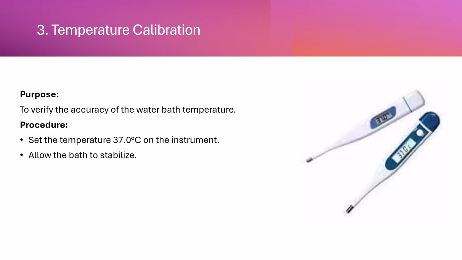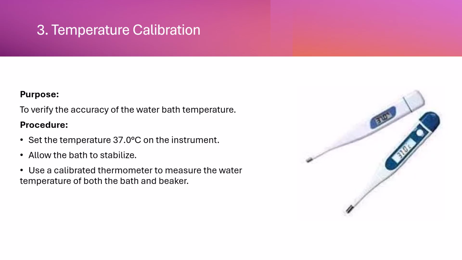Now allow sufficient time for the system to reach thermal equilibrium, ensuring stable and uniform temperature distribution throughout the bath. So the temperature should be maintained at 37 plus minus 2 degrees C, right? Now, using a calibrated and traceable thermometer, measure the temperature at multiple points, including directly in the water bath and inside the beaker containing the test medium to confirm temperature consistency.